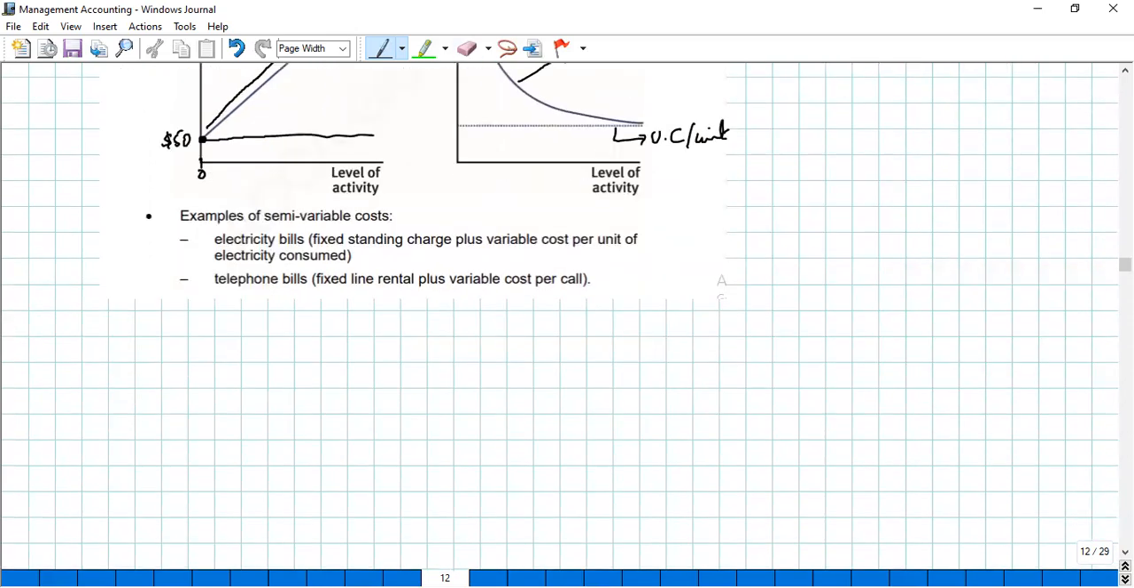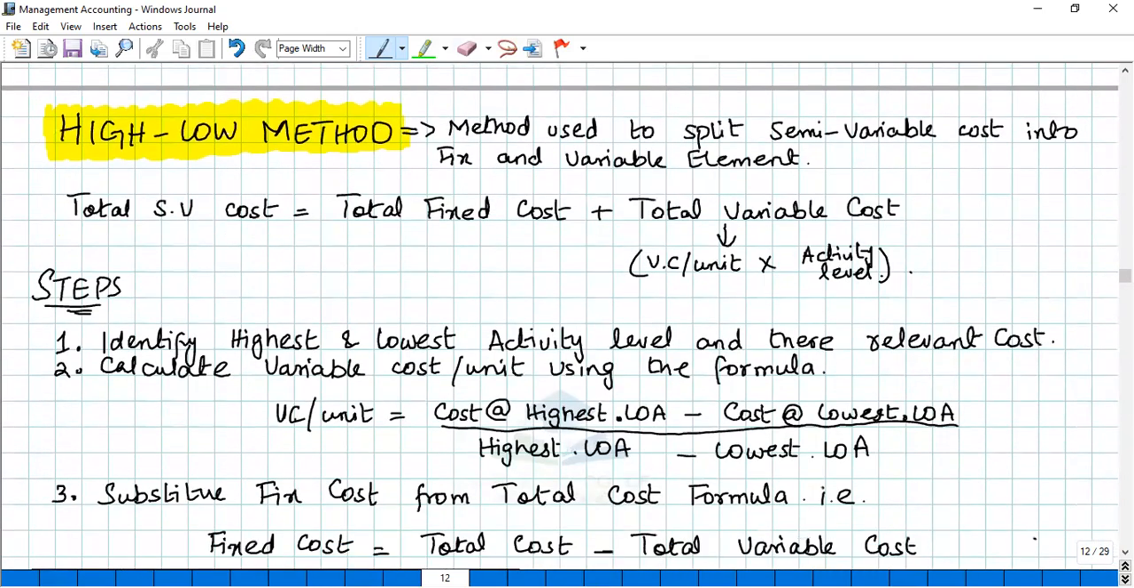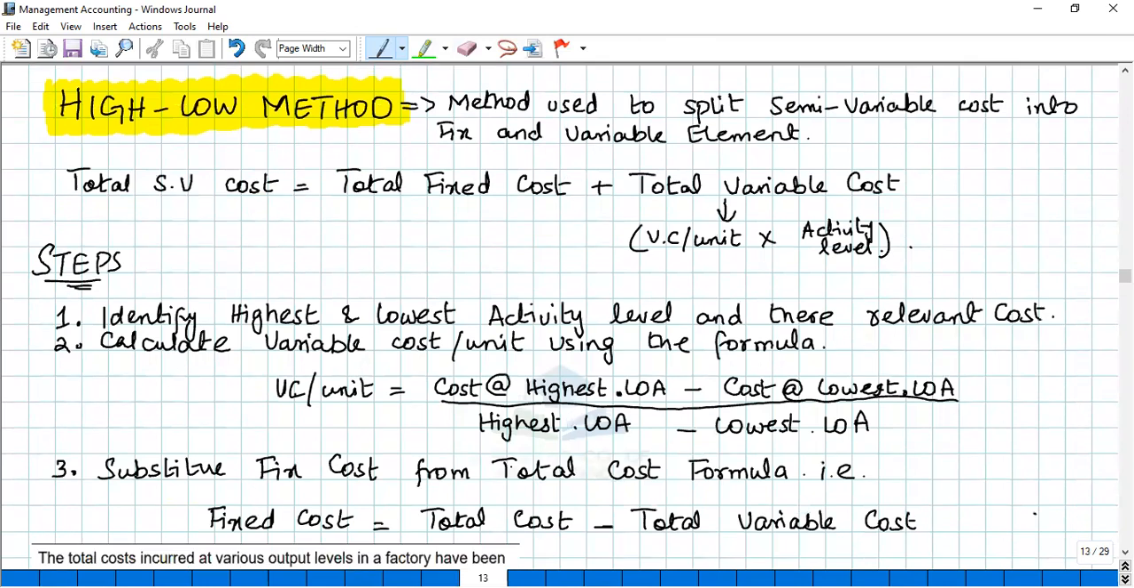Now moving on to the next topic, that is the Hilo method. We just discussed semi-variable cost. Now the Hilo method is a method that is used to split semi-variable cost into fixed and variable elements. As we just discussed, semi-variable cost contains both the characteristics of the fixed cost and the variable cost. So the Hilo method helps us to split semi-variable costs into the fixed and variable element.